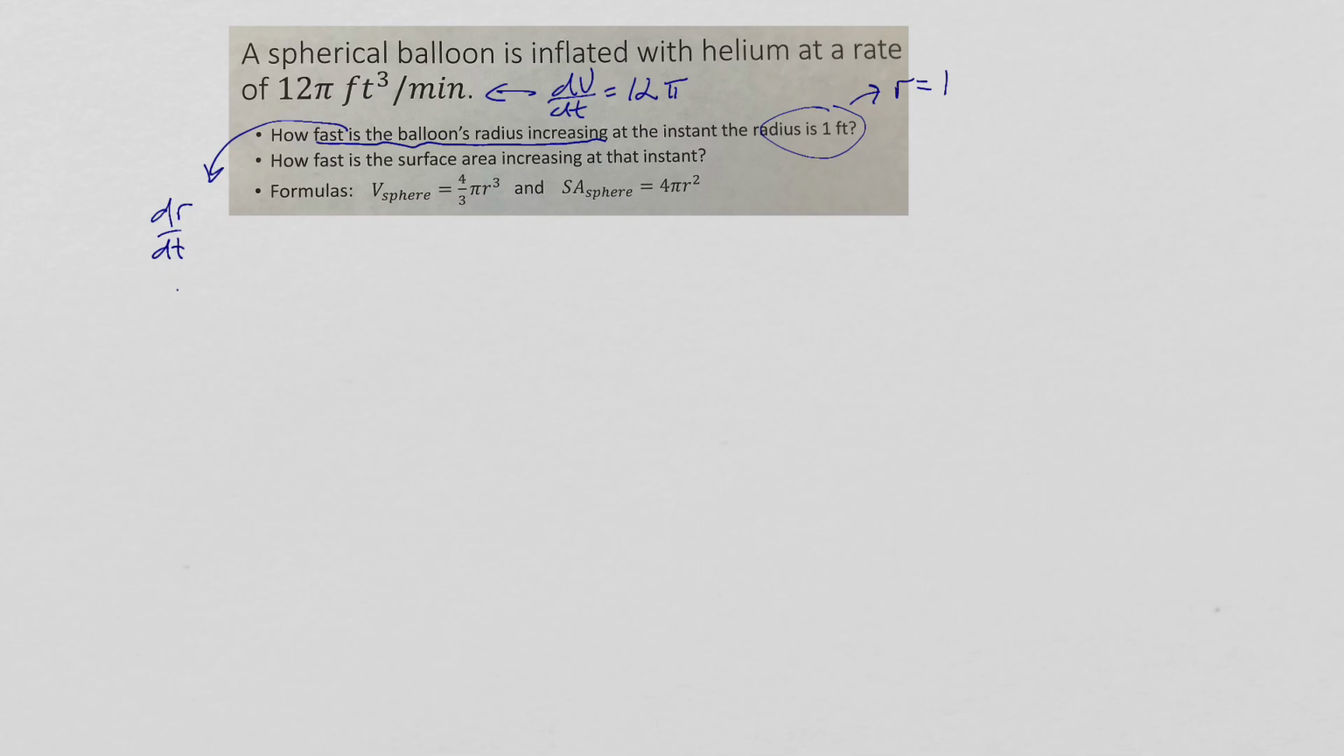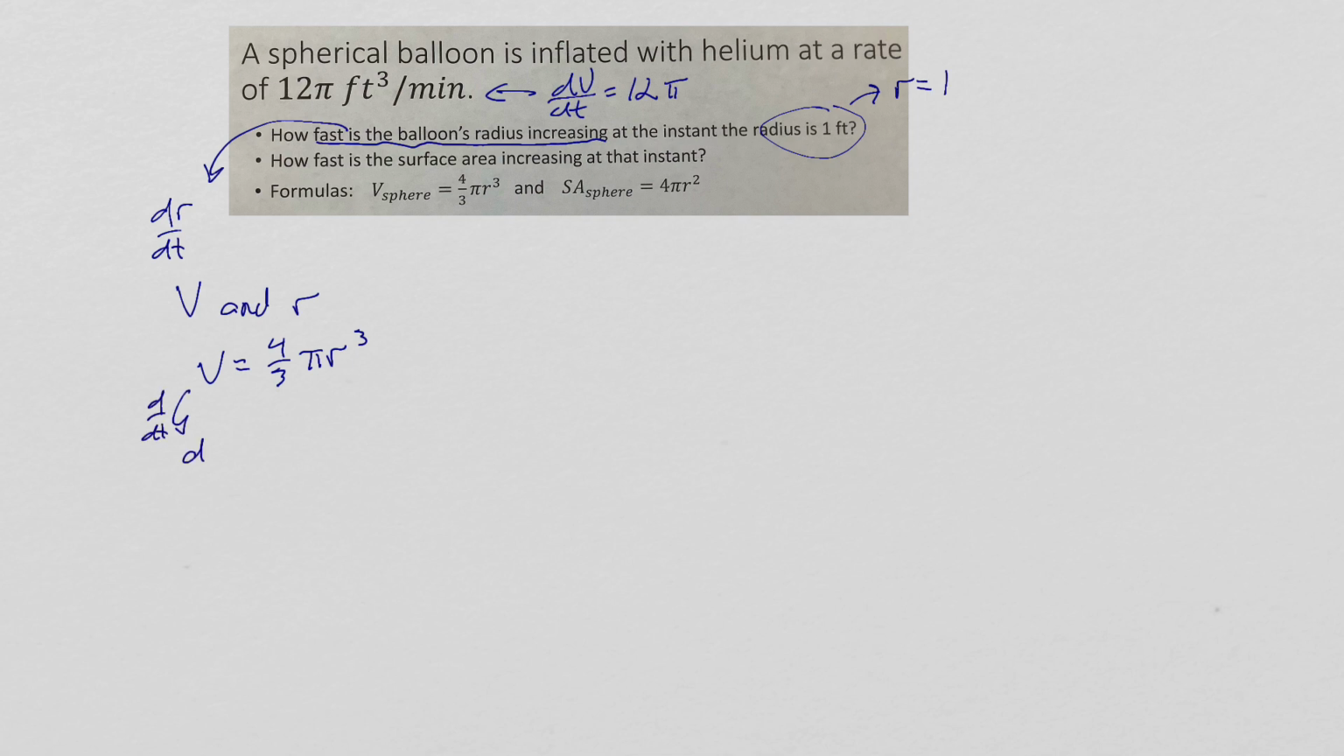So what I'm going to do is take volume and radius, and find an equation relating the two of them. I'm going to use the volume equation. It should be pretty straightforward here. Volume is 4/3 pi r cubed. So I'm going to take that equation, V equals 4/3 pi r cubed, and differentiate it with respect to time.